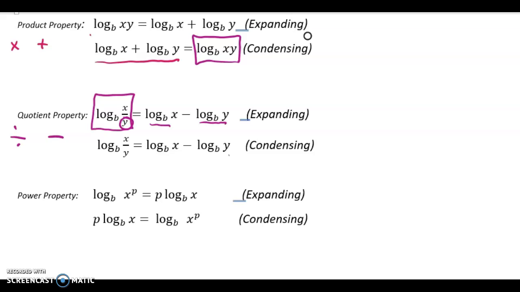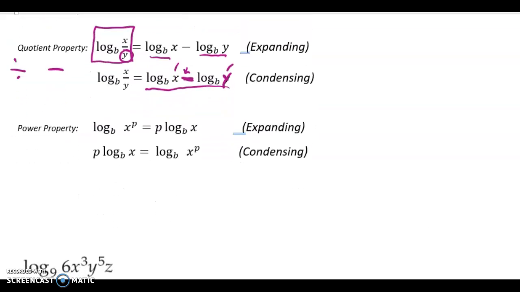So if I gave this to you and I said condense it, we would be going backwards, and I would see that I'm subtracting, which means dividing. So condensing, I'm just going to write log base b once, and it will be x divided by y. The one that you're subtracting is the one that goes in the denominator.